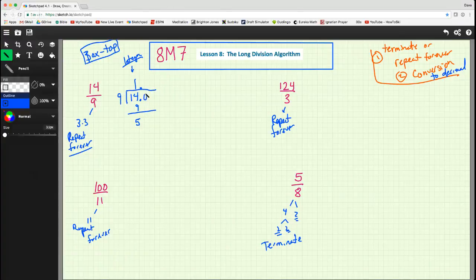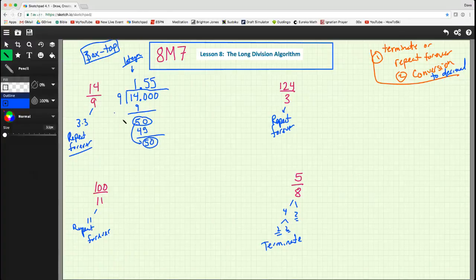Now we're going to put some zeros out here. Let's drop our 0 down. So 9 goes into 50 six times, nope, it goes in 5 times. 5 times 9 is 45. We subtract and we get 5, and we get a 50. 9 into 50 goes 5 times. And we can see we have a repeating pattern, because we get a 50 here and then another 50 here.